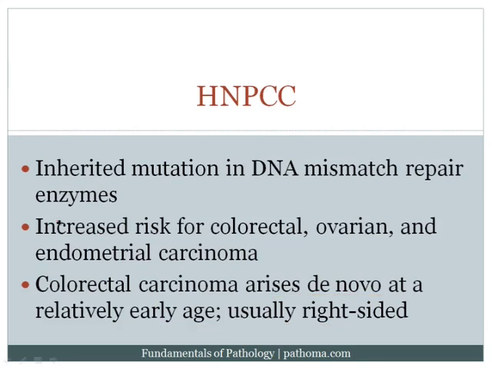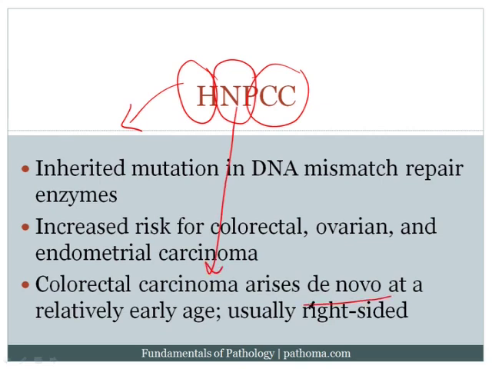The prototypic example of the microsatellite instability pathway is called hereditary non-polyposis colorectal carcinoma. Now, hereditary implies that it's an inherited problem, and in fact it's an inherited mutation in the DNA mismatch repair enzymes. Non-polyposis indicates that the tumors usually arise de novo, meaning you don't get an adenoma that becomes a carcinoma, you simply get the carcinoma over time. And then colorectal carcinoma indicates what type of tumor these patients get. They have an increased risk for colorectal carcinoma.